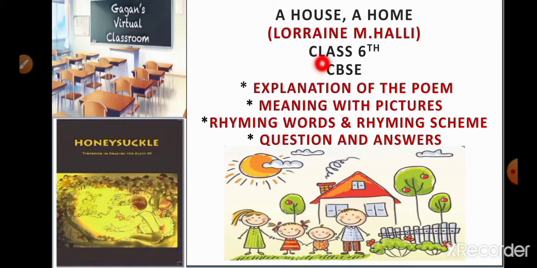Today we'll discuss the poem A House, a Home by Lorraine M. Halli from class 6th NCERT book Honeysuckle. In this video, we'll see a line-by-line explanation of the poem. Also, we'll discuss the meaning of difficult words using pictures. And we'll see the rhyming words and the rhyming scheme. And in the end, we'll also discuss question and answers.